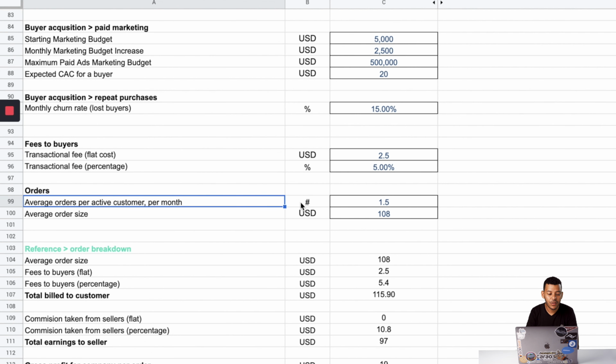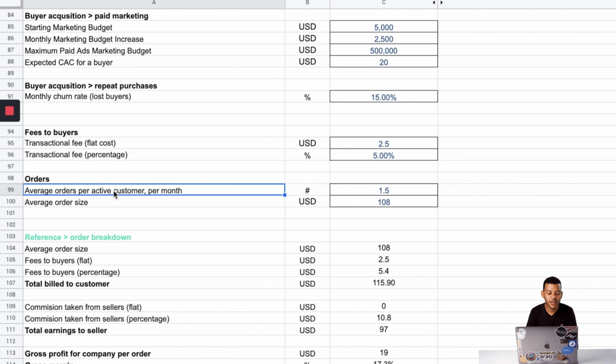Finally, last but not least, we have the number of orders. So what number of orders each active customer creates every month. We're setting 1.5. And then what's the average order size? 108. Let's set this to 100 and so we can kind of look at how this order breaks down.